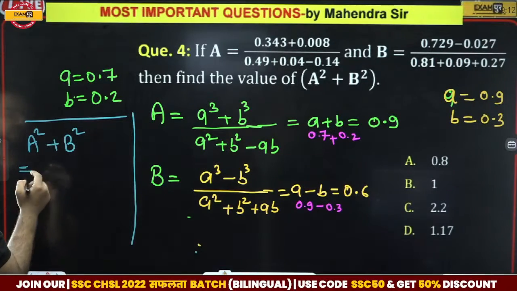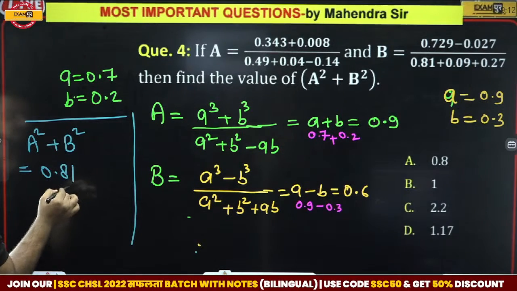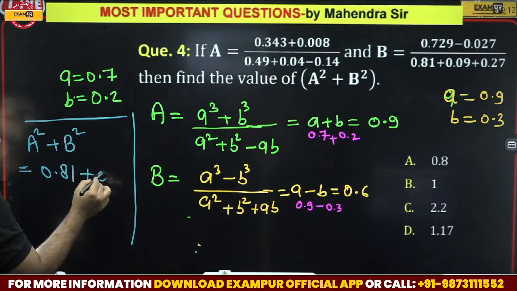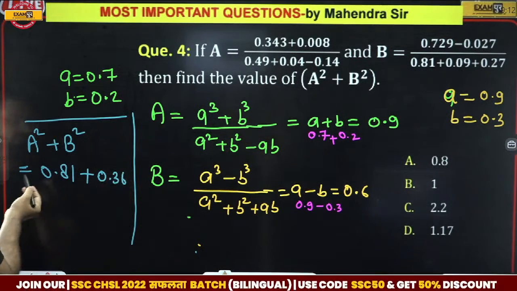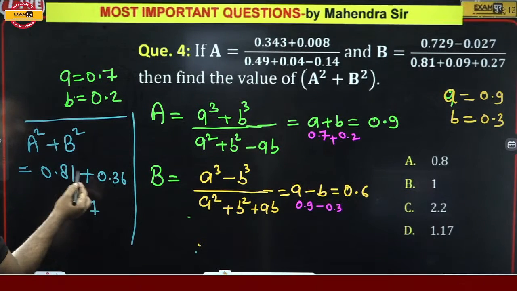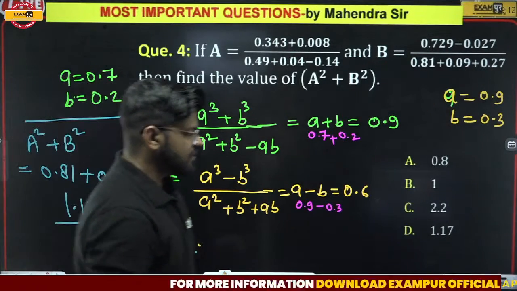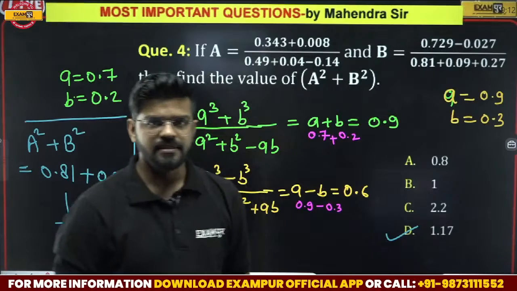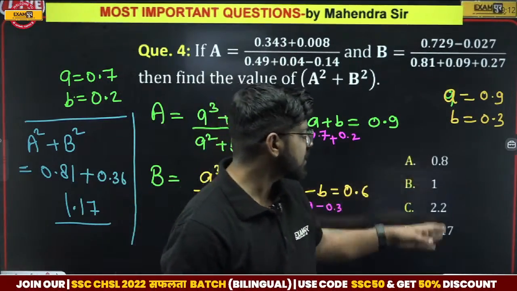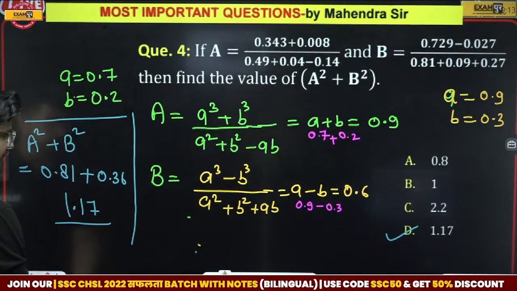Okay, let's see. So A square is 0.9 square, that means 0.81, plus B square, which is 0.6 square, that means 0.36, and we have to add both of these. So 1 plus 6, that is 7, 3 plus 8, that is 11, carry 1, that means 1.17. Option number D is my right answer. By unit digit we can also say that 1 plus 6 is 7 and 7 is only in option number D. Okay, clear? So very good, Sam, absolutely correct answer.